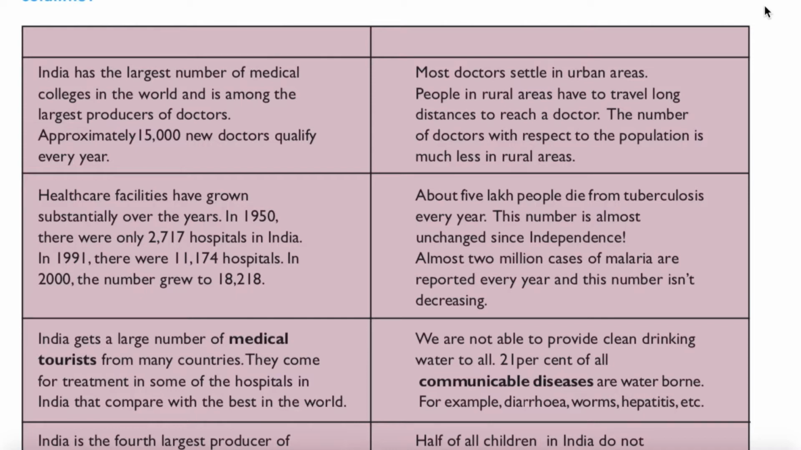Healthcare facilities have grown substantially over the years. In 1950, there were only 2,717 hospitals in India. In 1991, there were 11,174 hospitals. In 2000, the number grew to 18,218. About 5 lakh people die from tuberculosis every year. This number is almost unchanged since independence. Almost 2 million cases of malaria are reported every year, and this number isn't decreasing.